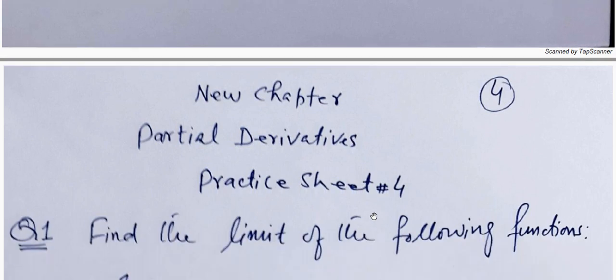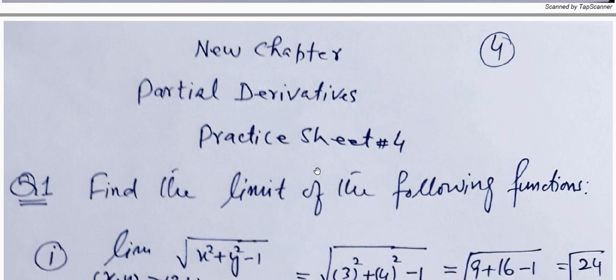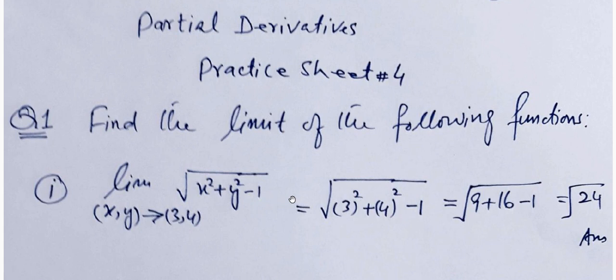Now we can start our new chapter, which is about partial derivatives. We will move to practice sheet number 4. I will share practice sheet number 4 with you, and I will directly solve some questions from it. The first question is about limits: find the limit of the following function.